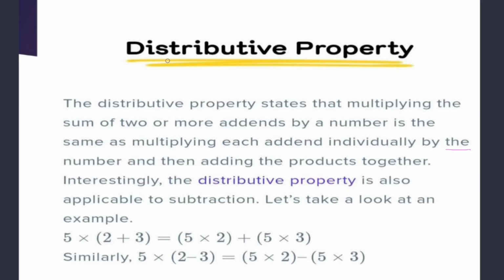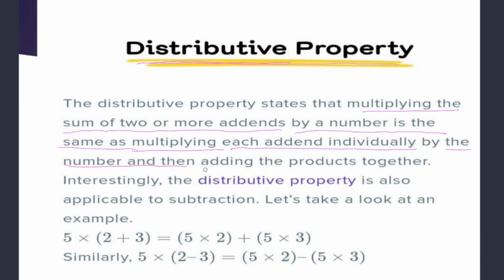Let's see the next property, distributive property. The word distributive comes from distribution, right? Dealing or giving a proper share to each one. Here, the distributive property states that multiplying the sum of two or more addends by a number is the same as multiplying each addend individually by the number and then adding the products together.